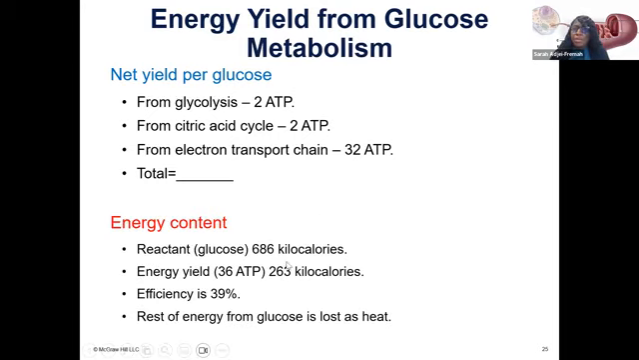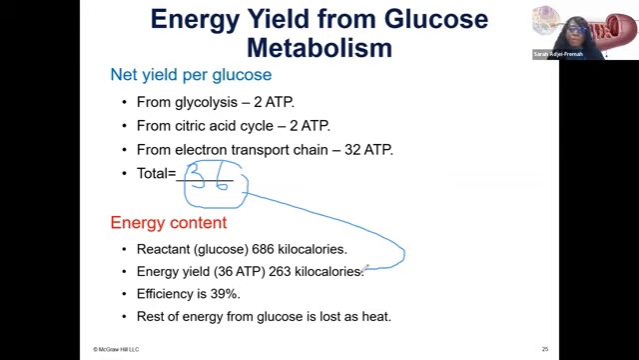And then also, when you think about these 36 ATP that our cell has produced, this is equivalent to about 263 kilocalories of energy, out of the 686 kilocalories in glucose. So this 36 ATP is equivalent to 263 kilocalories, which is about just 39% of the energy in glucose.